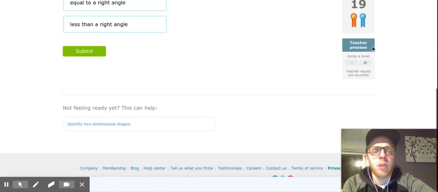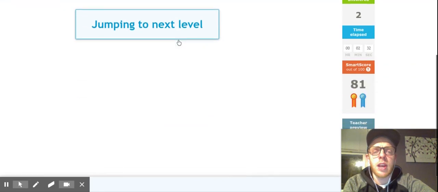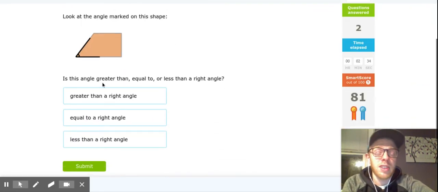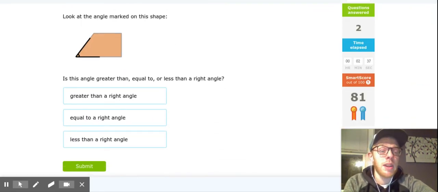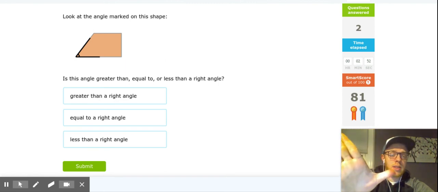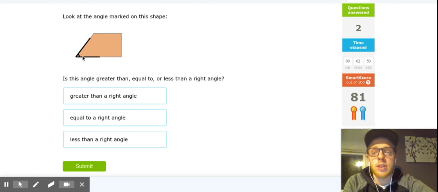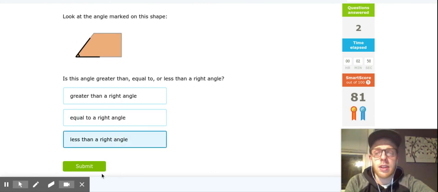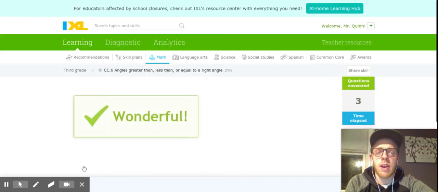And then how about we jump a level here? I know this is going to go up pretty high. I was previewing this. So now it's going to put those angles inside of shapes, but it doesn't change anything. If it is, remember, we're thinking that L shape, right? That's a right angle. That L shape is a right angle. This is less. This is more. So this one is getting smaller than that right angle. So this is going to be less than a right angle. And we're just going to go ahead and click submit.